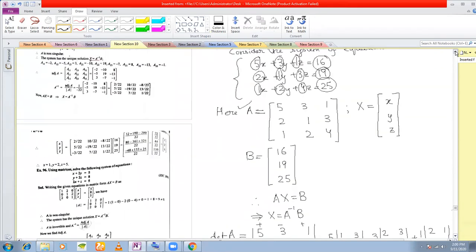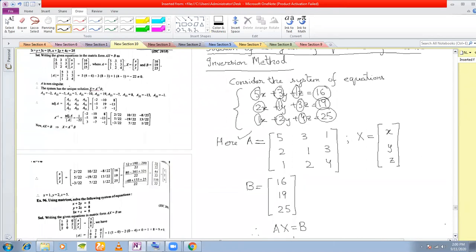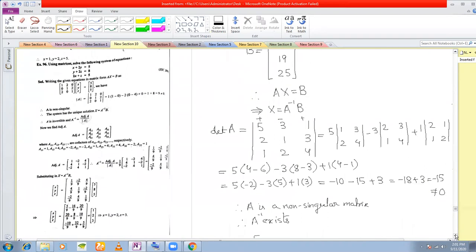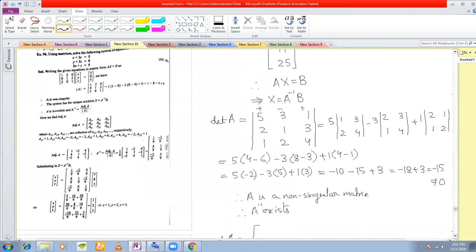Sir, it will be minus 23 instead of minus 15. Why? Sir, minus 10 minus 15 is minus 25, plus this 3 is there. Okay, so addition mistake. Minus 25 plus 3, so this is minus 22. Fine, not equal to 0.